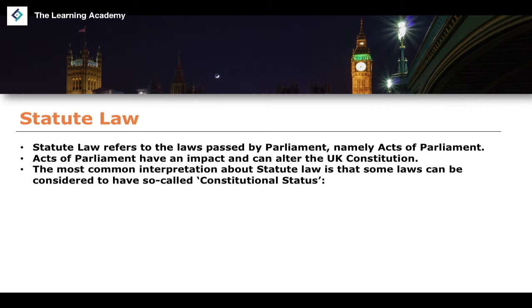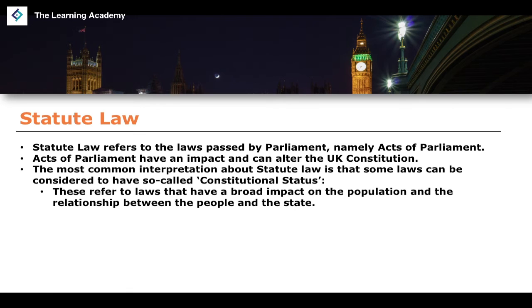Now, while I did just mention the Companies Act from 2006 as a source of the UK Constitution, while you could argue that this is technically true on the one hand, most legal and political theorists argue that there is actually a distinction between laws that are passed by Parliament that are what we call constitutional and have some kind of constitutional status, and laws that do not.